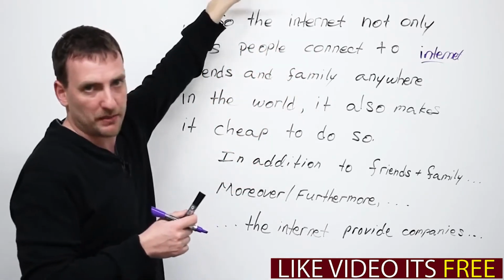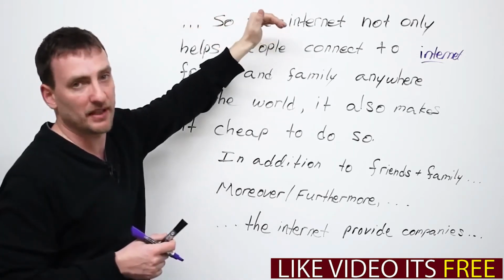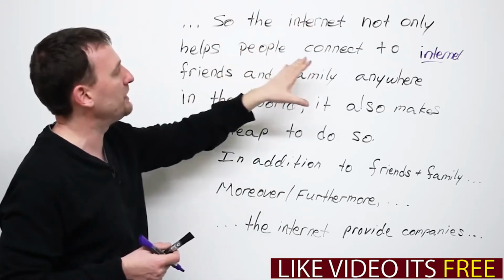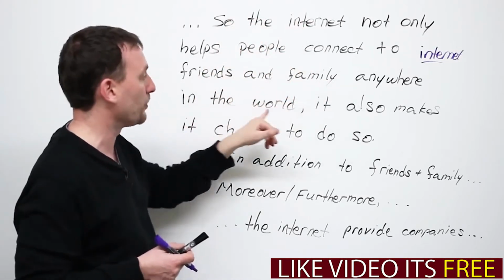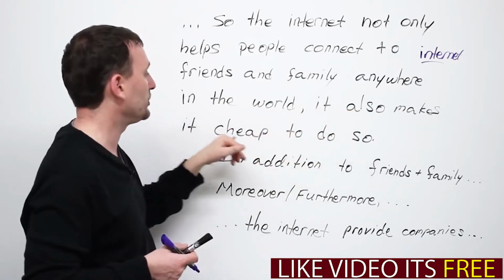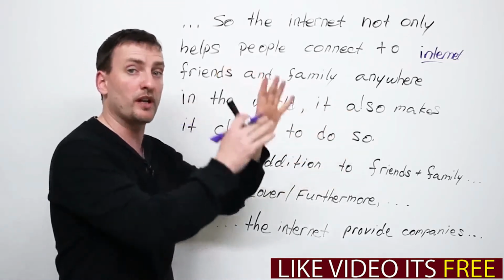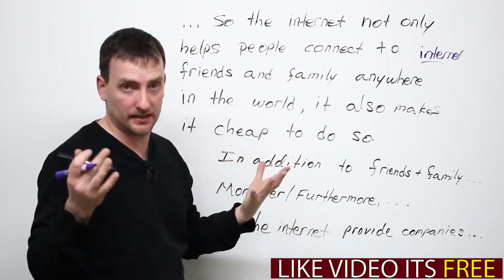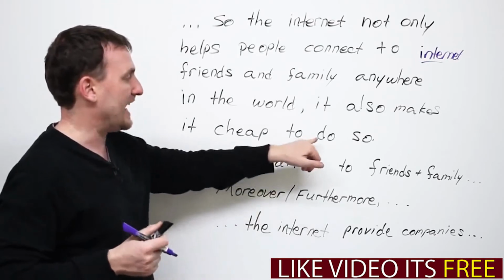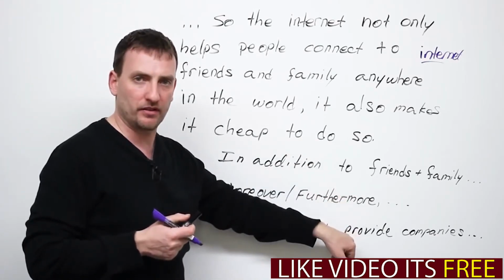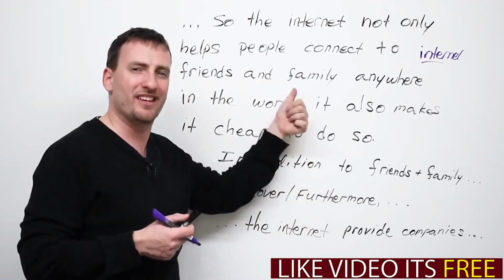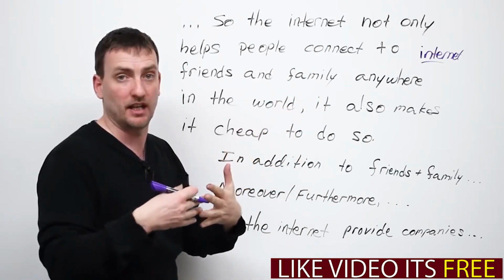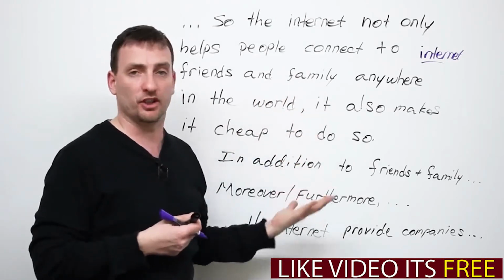This was my paragraph before, and then this is the last sentence of my body paragraph. So, conclusion, the internet not only helps people connect to friends and family anywhere in the world, it also makes it cheap to do so, right? So that's one good thing about the internet: communication, networking, social media, etc., the Facebook, all that. Now, I want to go to my next paragraph, and I want to add to this idea, the idea of connection, okay, the idea of communication as why the internet is a good thing.